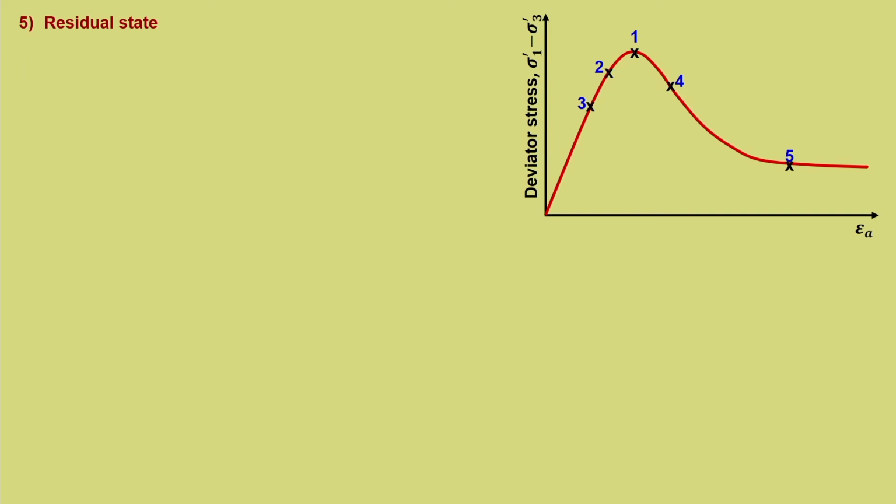Now, the fifth one, which we have not discussed till now, is the residual state. So, you can see that the residual state, that is the fifth one, is fairly different from all the others, 1, 2, 3 and 4. It is mostly applicable for cohesive soils only. The reason is, you can see here, residual state corresponds to a very large amount of strain. That means the soil has already undergone a large amount of strain and it is almost at the verge of failure.